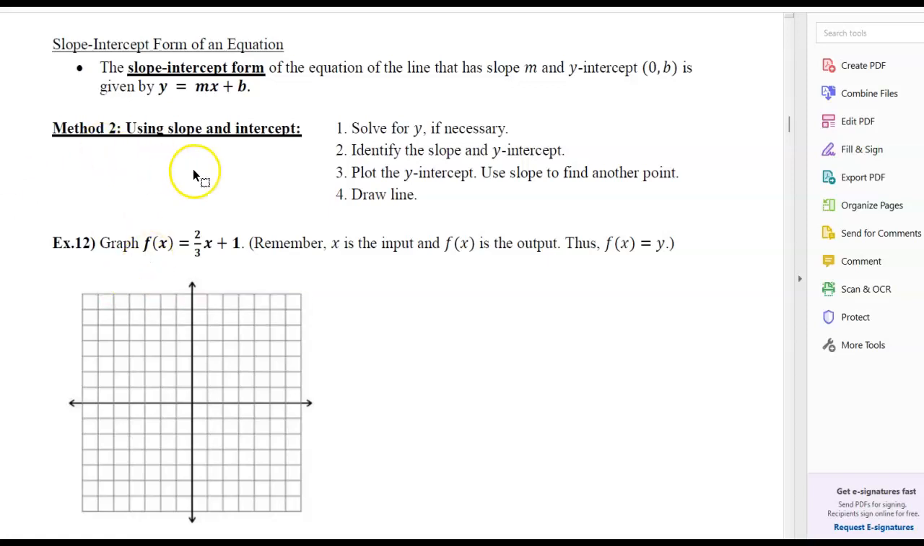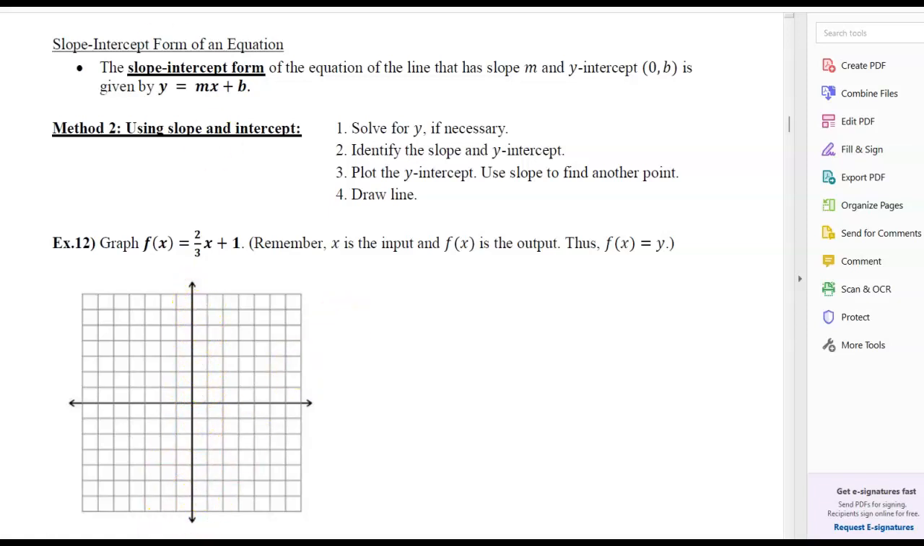Okay, this is lesson 1.1, part 2. So we have the slope-intercept form of an equation. Slope-intercept form is when we have a line in y equals mx plus b form, where m is the slope and b is the y-intercept. Notice the coordinate of the y-intercept will always be (0, b). This is because the y-intercept is on the y-axis, and x always equals 0 on the y-axis.